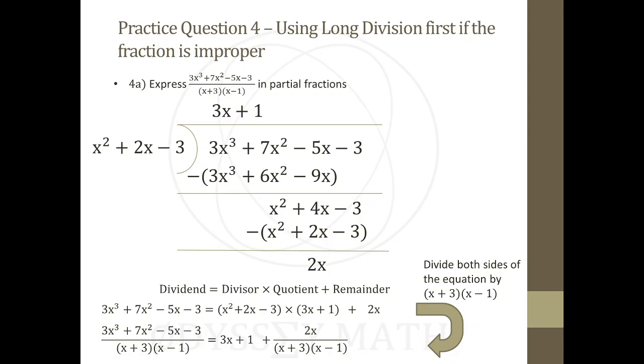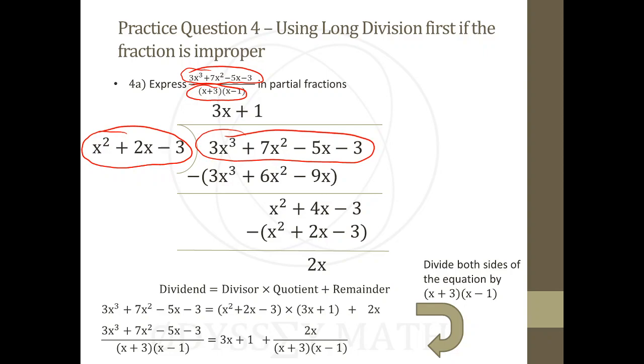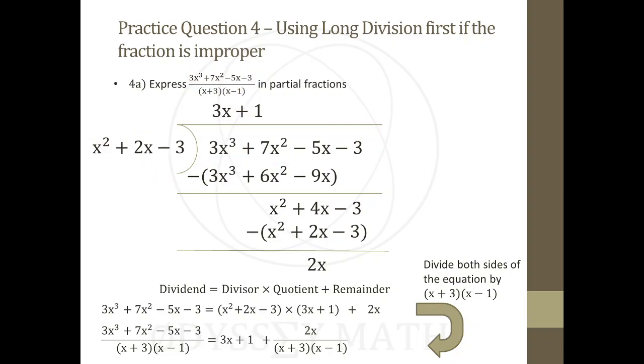What we are going to do now is divide 3x³ + 7x² − 5x − 3 by (x + 3)(x − 1), which is x² + 2x − 3. I will leave it to you to work out this one. We get this equation. Just a side note, we stop at 2x because the degree of it, which is 1, is less than the degree of the divisor, which is 2.